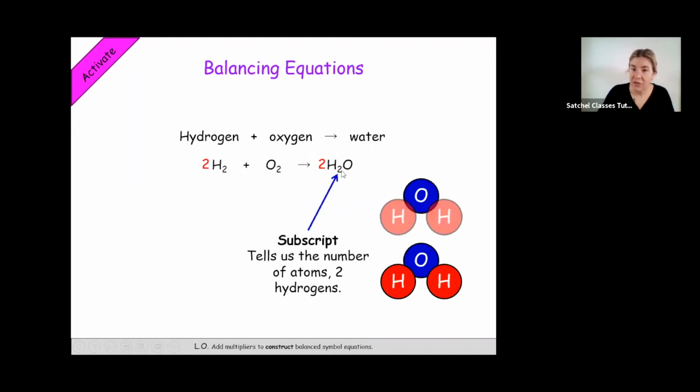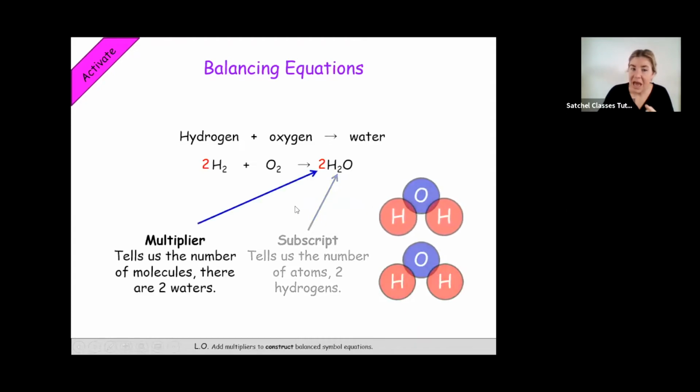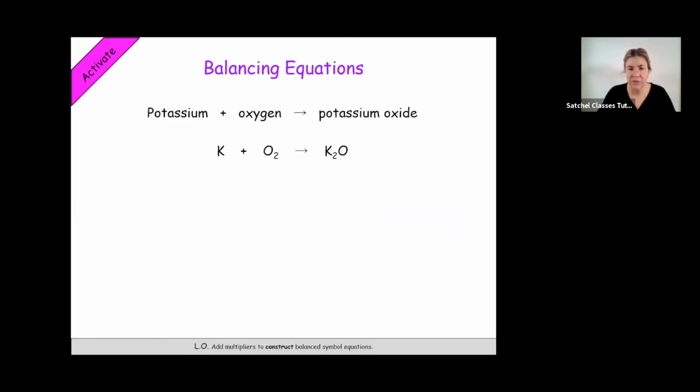So just to go over, this small number is the subscript. It tells us the number of atoms, like for example, there are 2. And this big number, the multiplier, tells us the number of molecules there are altogether. So there are 2 waters. If you want to write any of this down, you're more than welcome to. I'd suggest maybe that you stop this video and write down these key points.